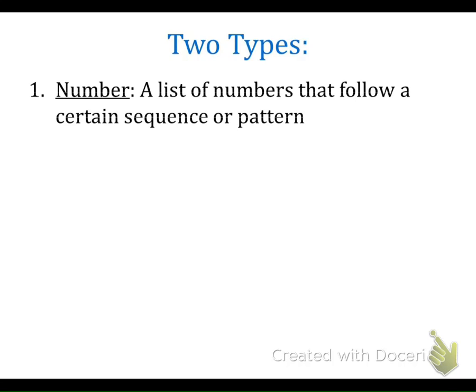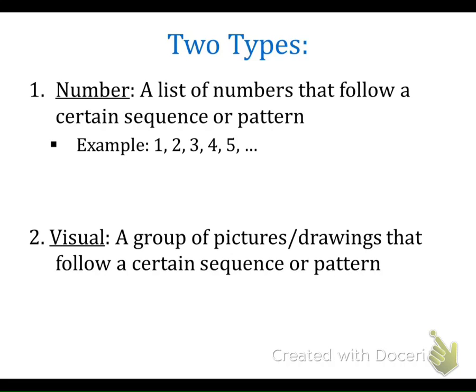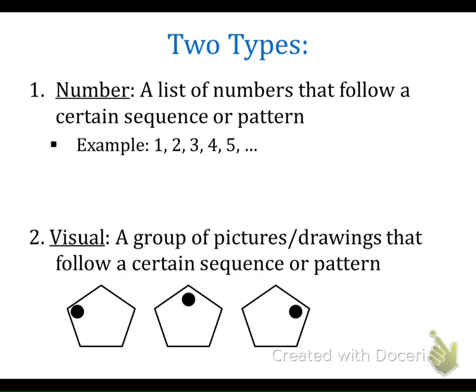In addition to finite and infinite, we've got 2 types. A number pattern is a list of numbers that follow a certain pattern or sequence. Examples would be 1, 2, 3, 4, 5, right? These are your counting numbers. Each time I'm adding 1 to the previous term. We also have a visual pattern, which is a group of pictures or drawings that follow a certain sequence or pattern. So here's a picture of a visual pattern, and it's a set of 3 pentagons with a circle on the vertex, and you'll notice that I start the circle on the upper left-hand vertex and I rotate it 1 vertex each time to the right or clockwise.